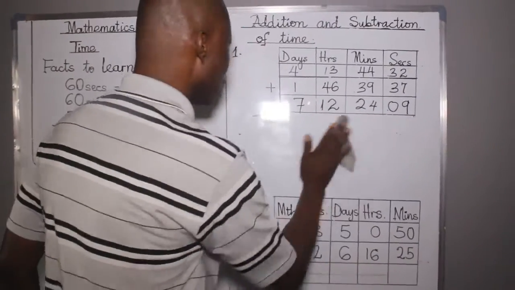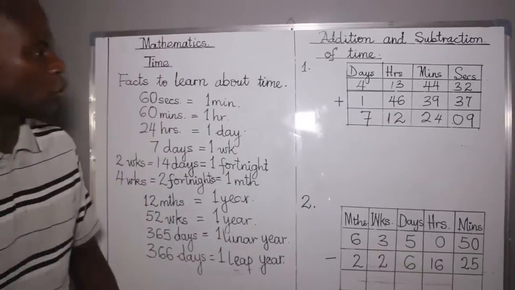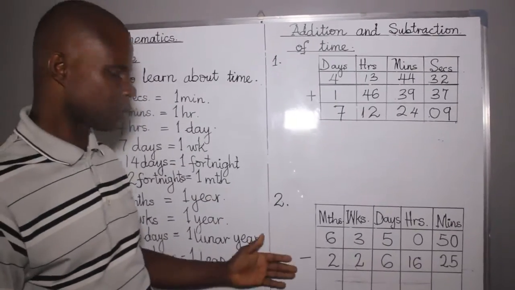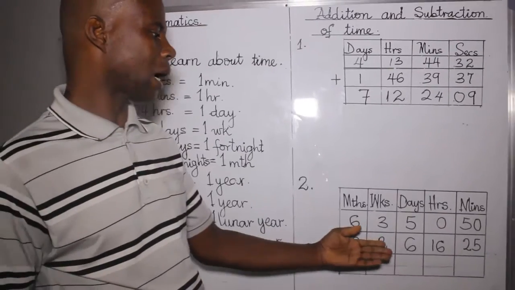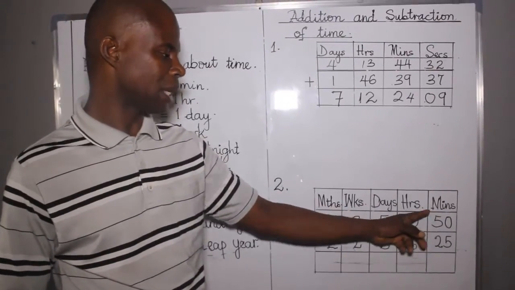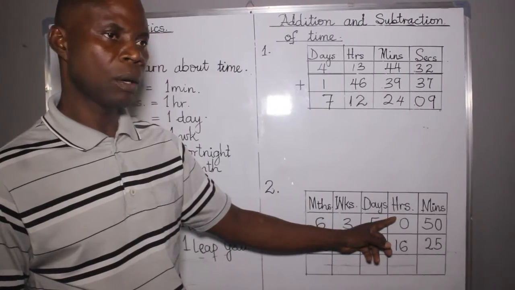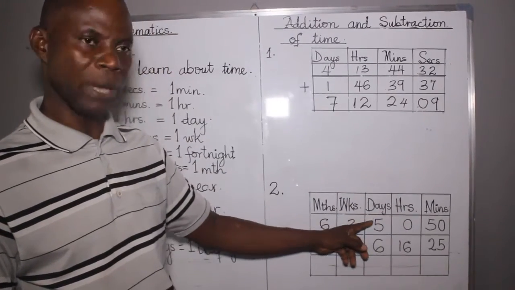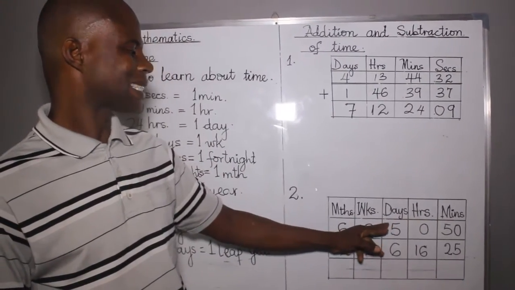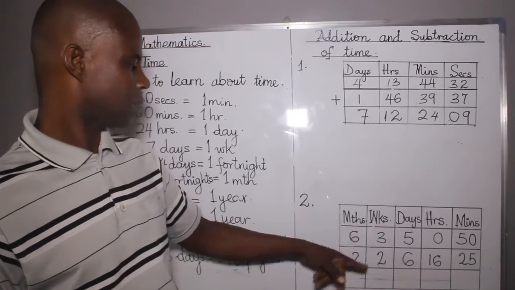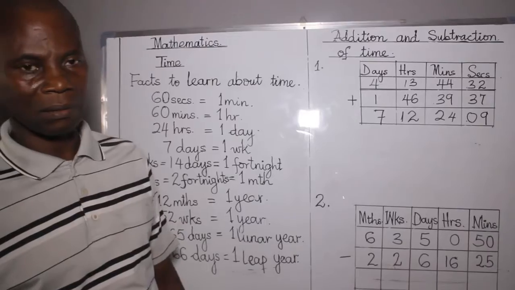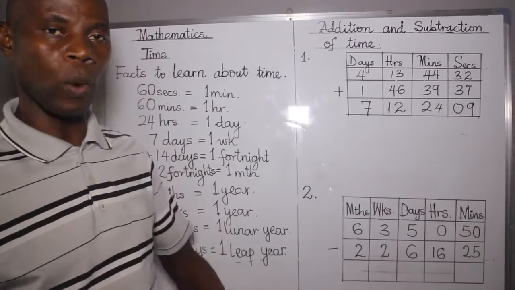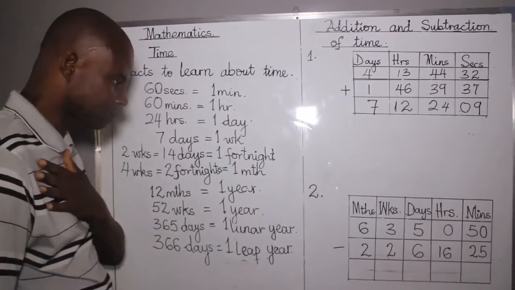Now we quickly move to the second question. What says the second question? Question number 2 has to do with subtraction. How do we solve this? We take away, remember, 60 minutes will make 1 hour. 24 hours will make 1 day. Then 7 days will make 1 week. And then we have 4 weeks will make 1 month. So we must bear this in mind when we are doing a subtraction.